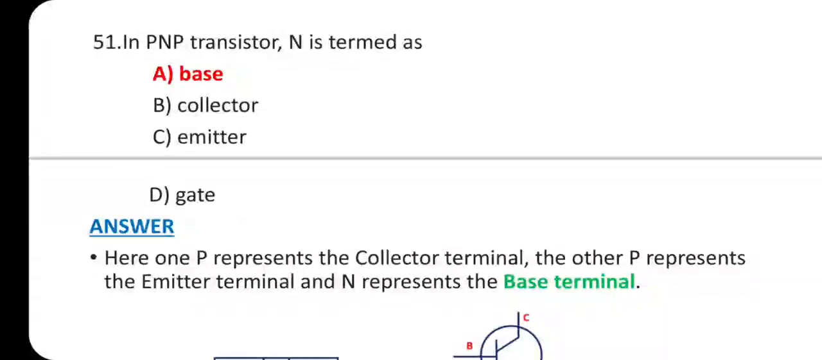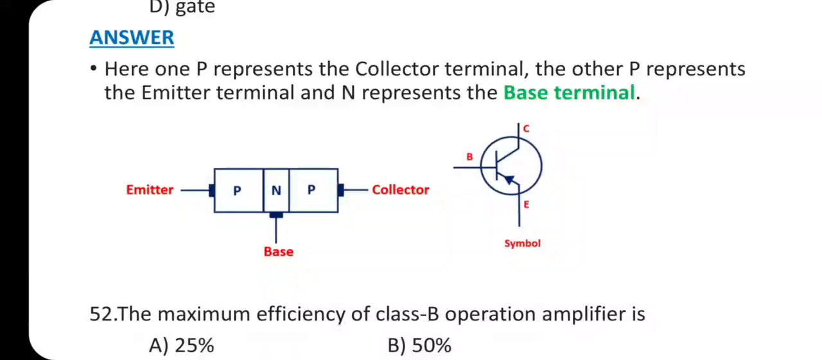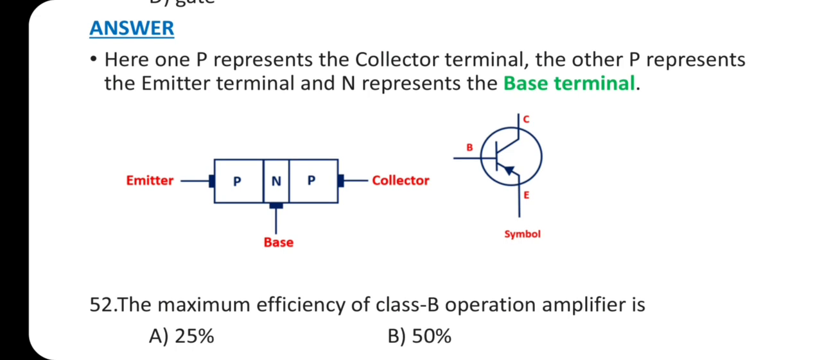Question number 51. In NPN transistor, N is termed as. Answer is option A, base. Here, one N represents the collector terminal and the other N represents the emitter terminal, and P represents the base terminal. This is a symbol of PNP transistor.